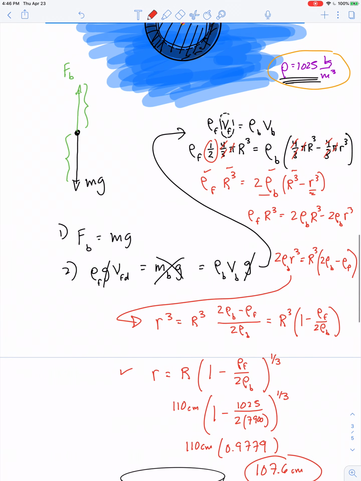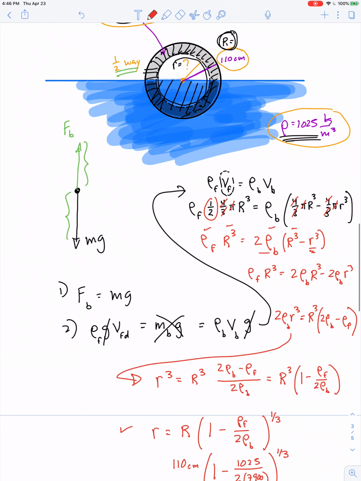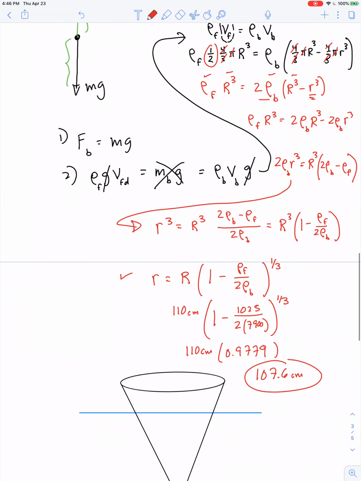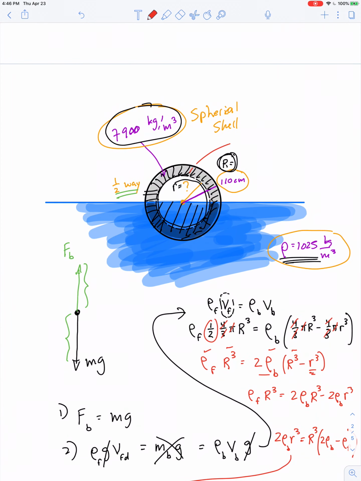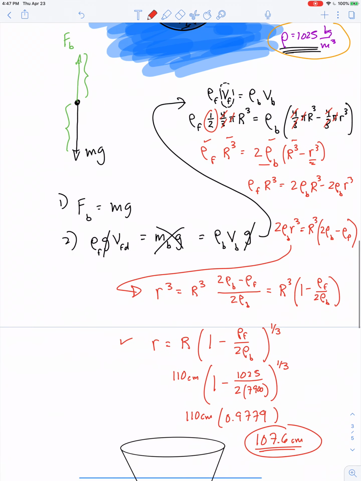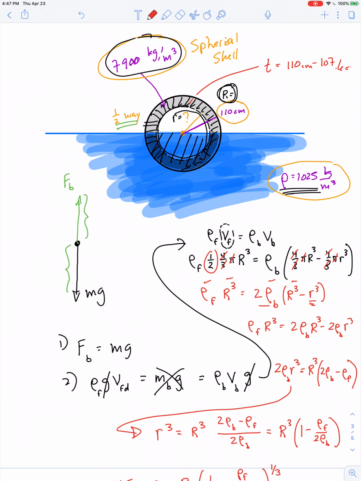Okay, so this is a rather thin shell, right? If the inner radius is 107.6 and the outer is 110, then that means the thickness. Maybe that's how we should ask this question. What's the thickness of this shell? And it's 110 centimeters minus 107.6 centimeters, which gives us about 2.4 centimeters thick.